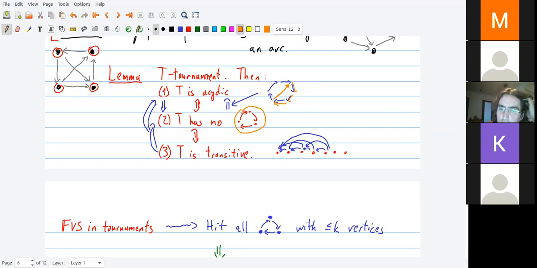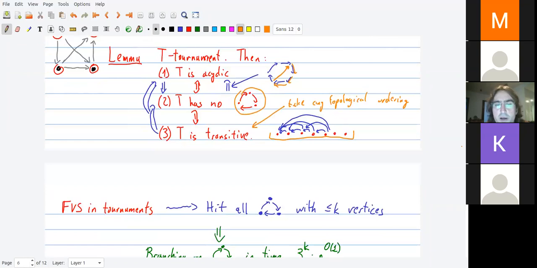Simply take any topological ordering. If I have a DAG, it has a topological ordering, so an ordering where all the edges are going to the left, and because all the arcs are there, this topological ordering must look like that. Good, so is this lemma clear? Please put plus ones if you are on the same page and the problem is clear.